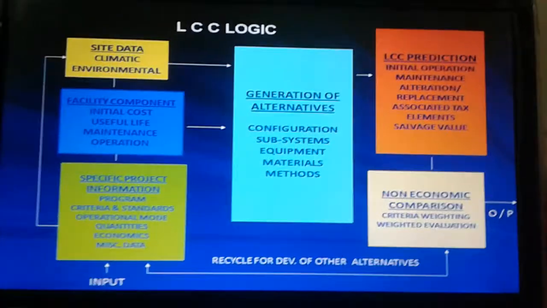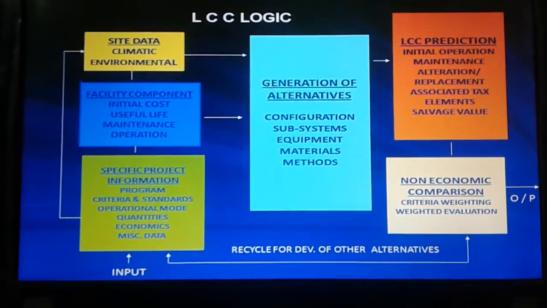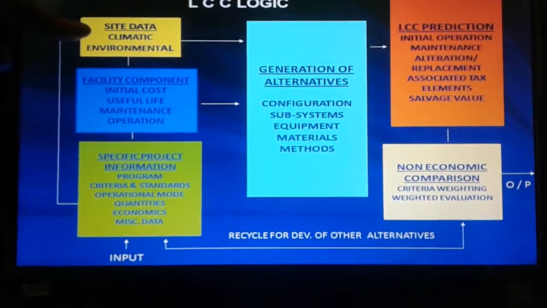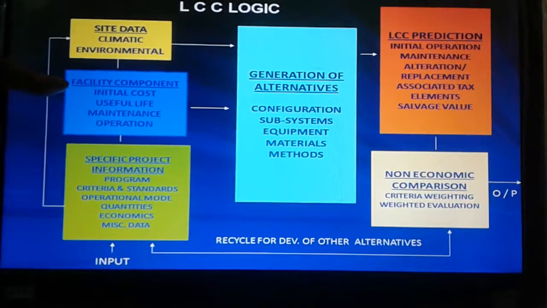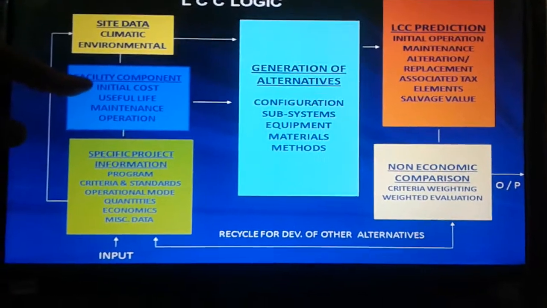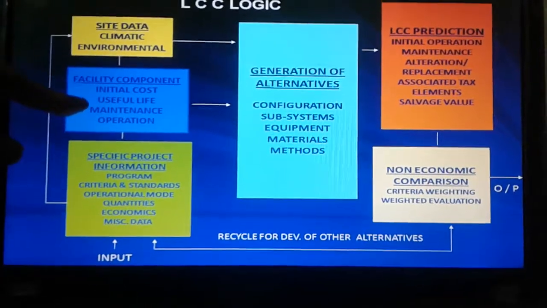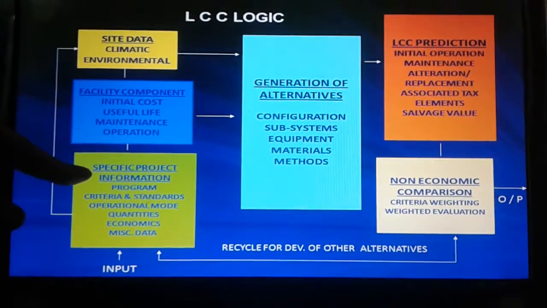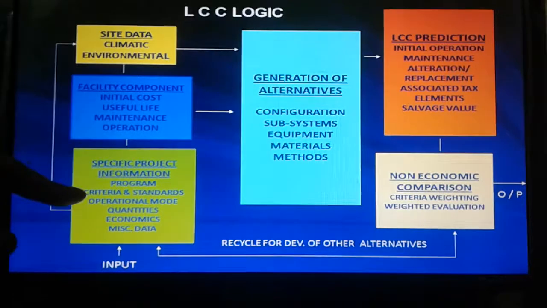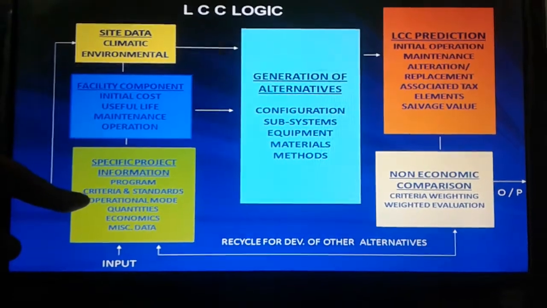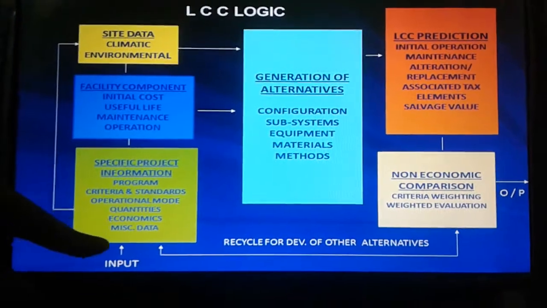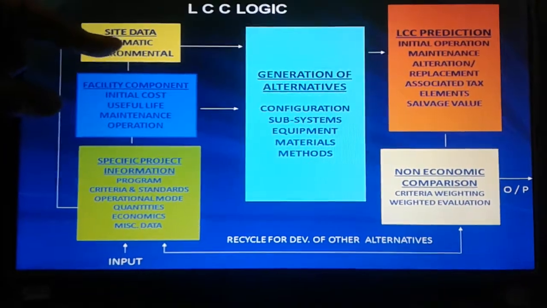So this is the logic behind life cycle costing. It starts with site and climate environmental data, and then it comes to the facility component, which comprises initial cost, useful life, maintenance and operation, and finally the project specific information is required, like program, criteria and standards, operational mode, quantities, economics, miscellaneous data. All these are required as the inputs.